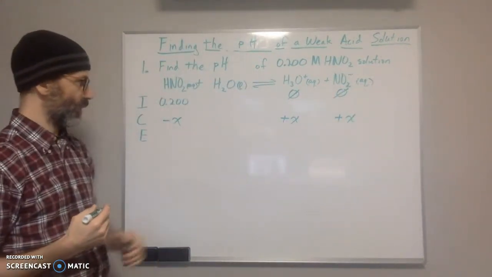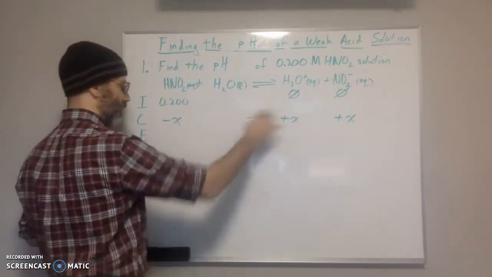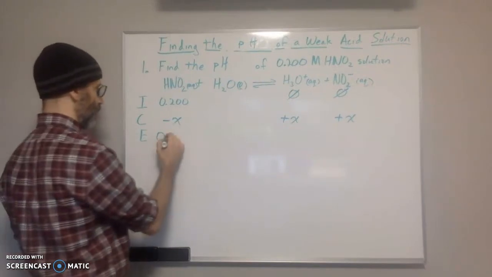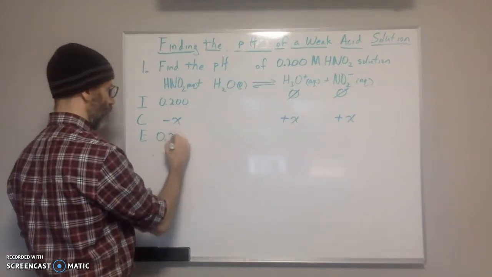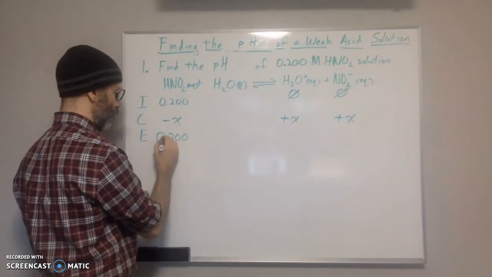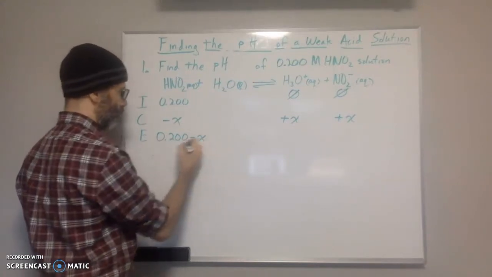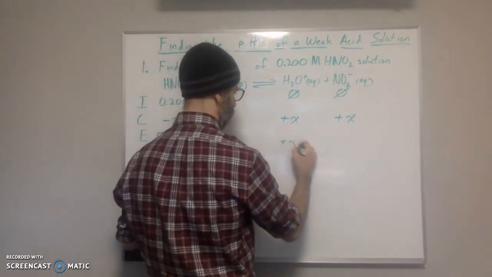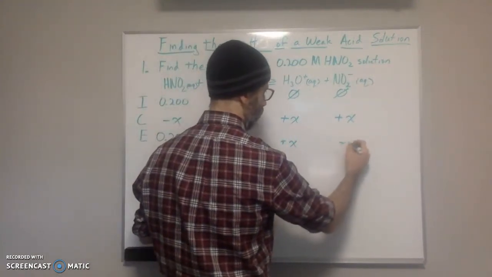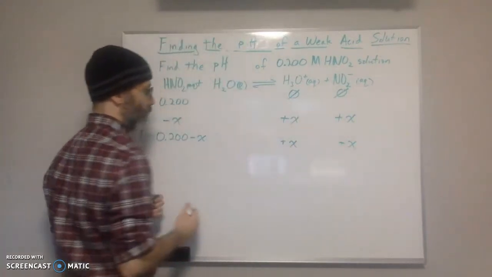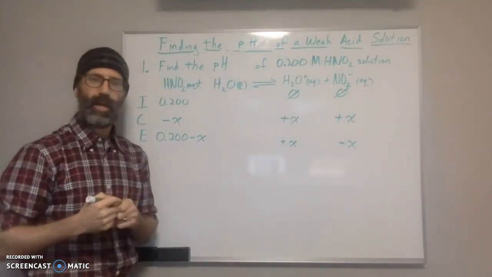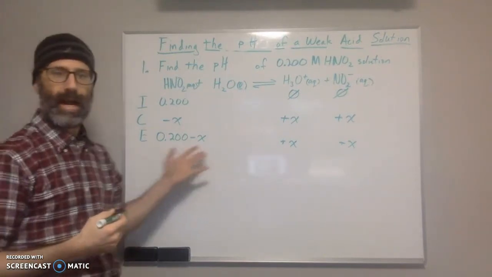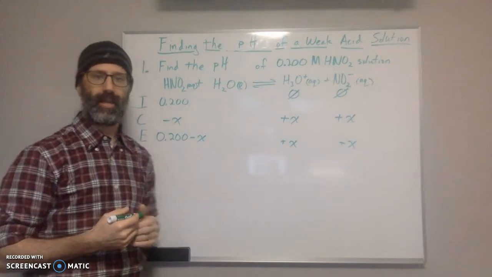Okay, so we got our changes, and now we add these together to get the equilibrium expressions. So at equilibrium, it's going to be 0.200 minus x for your nitrous acid, and plus x and plus x for these two. Okay. So now we have our expressions at equilibrium of the amounts of our acid, hydronium ion, and the negative ion.